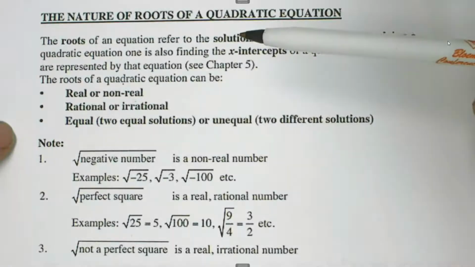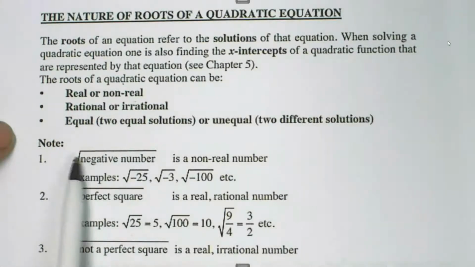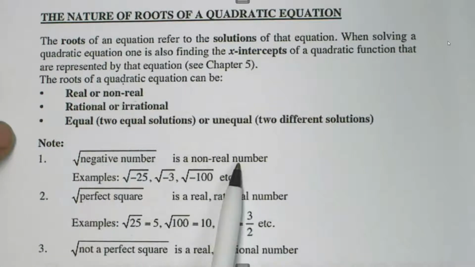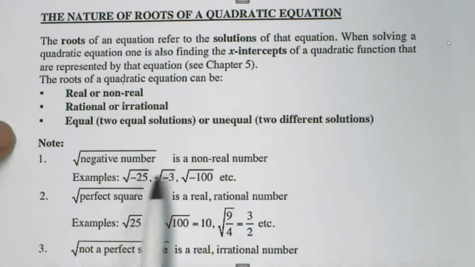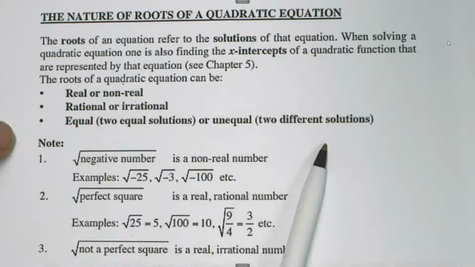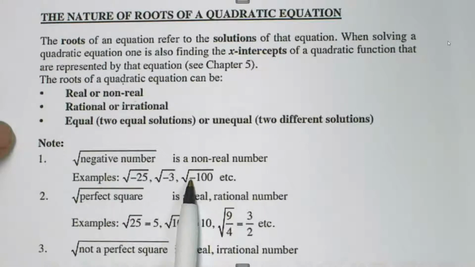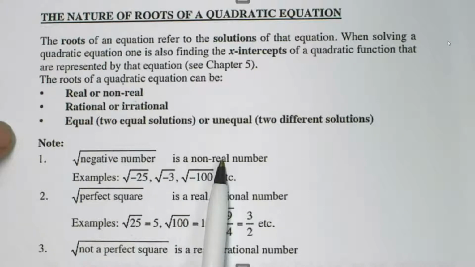Now let's quickly understand. If you got the square root of a negative number, then that is non-real. For example, the square root of negative 25, you cannot find the square root of a negative number, it's non-real. You cannot find the square root of negative 3 because it's a negative number, it's non-real. You can find the square root of positive 100, but you cannot find the square root of negative 100. The square root of a negative number is non-real.